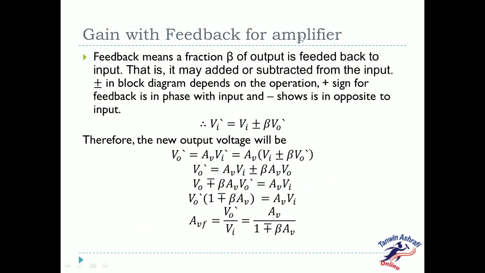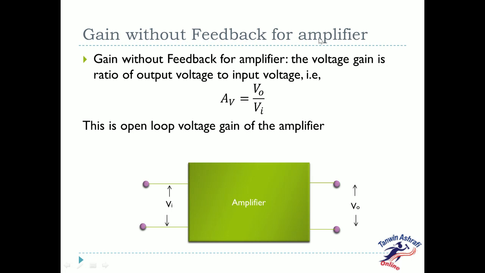Gain without feedback for the amplifier. The voltage gain of an amplifier is the output voltage to the input voltage. Here, we have not employed any type of feedback. This is the open loop voltage gain of the amplifier.